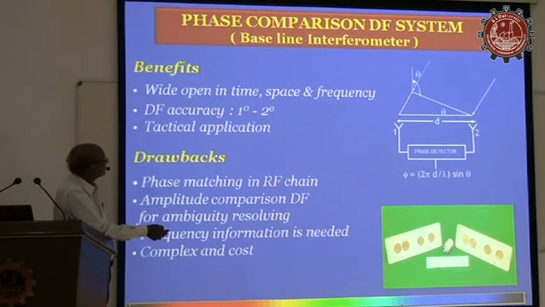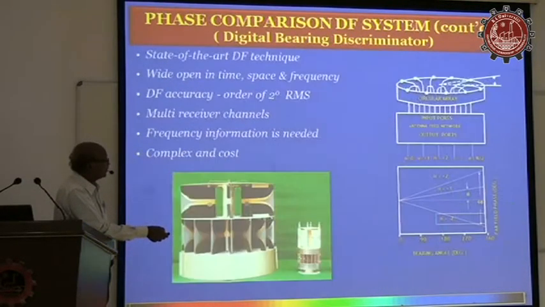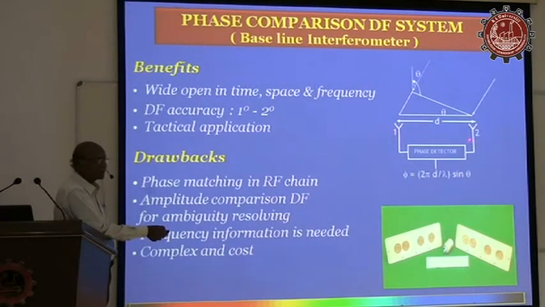This is the phase interferometric technique, where two elements are separated by a distance d. When a wavefront is coming at an angle theta, this is the phase difference we can measure. This is the measured phase difference, this is the operating wavelength and the distance. By knowing these parameters, we can find out theta. This is the basic principle of phase interferometry. A good benefit is DF accuracy of 1 to 2 degrees, and it is wide open in time, space and frequency. It is mostly used for tactical applications.